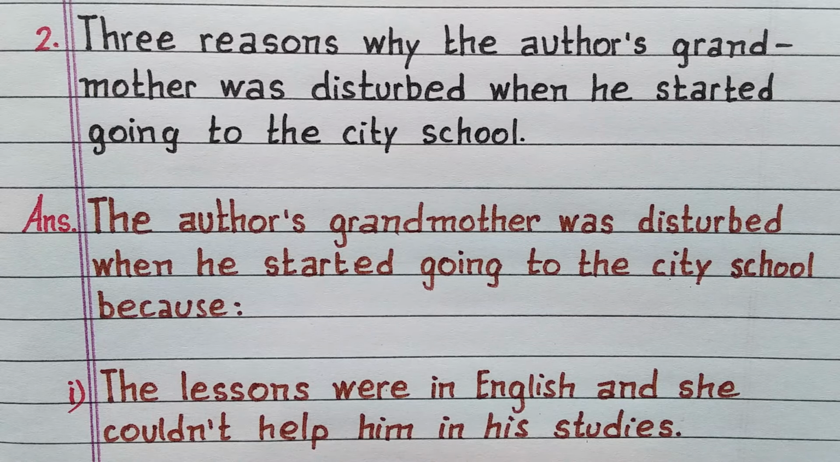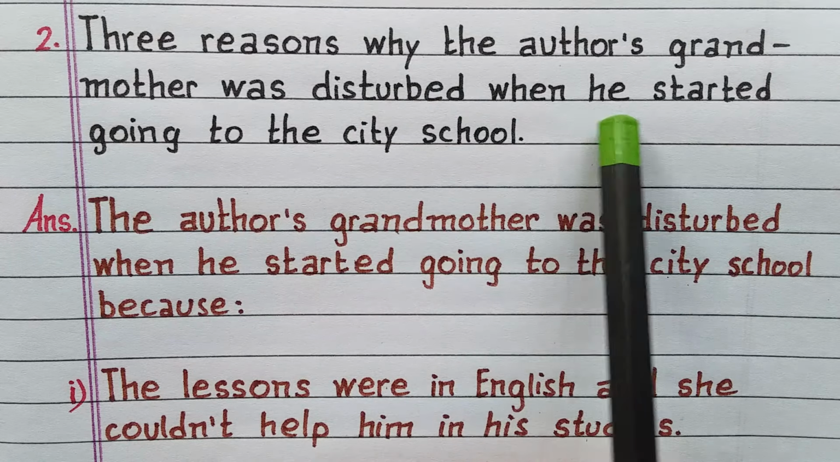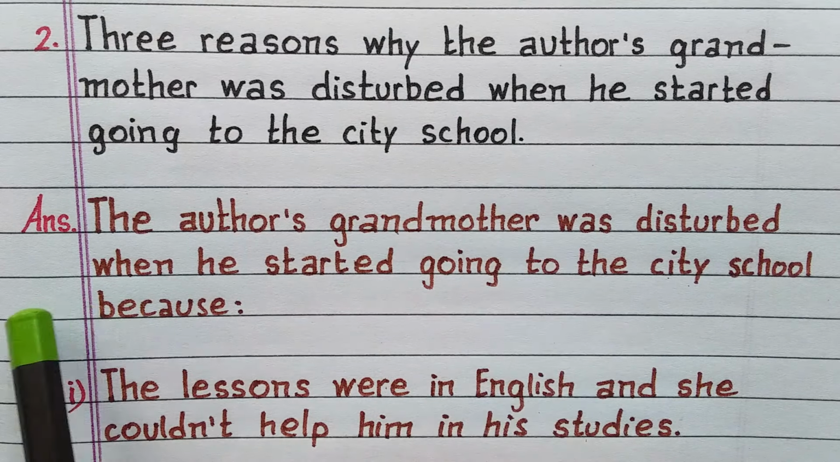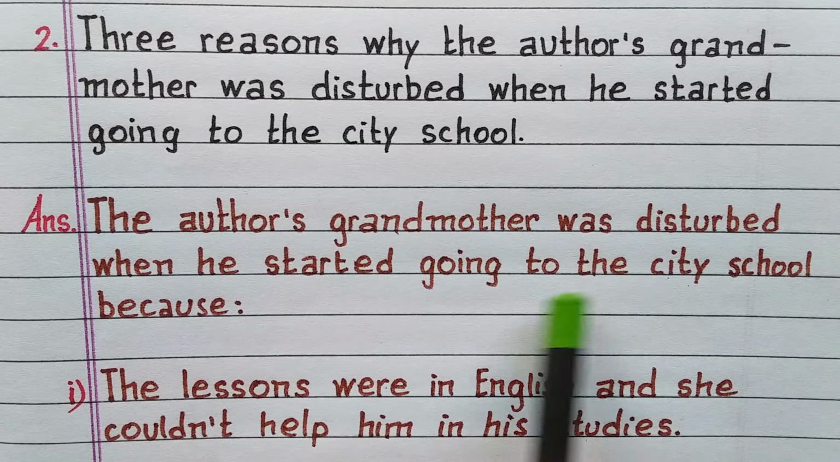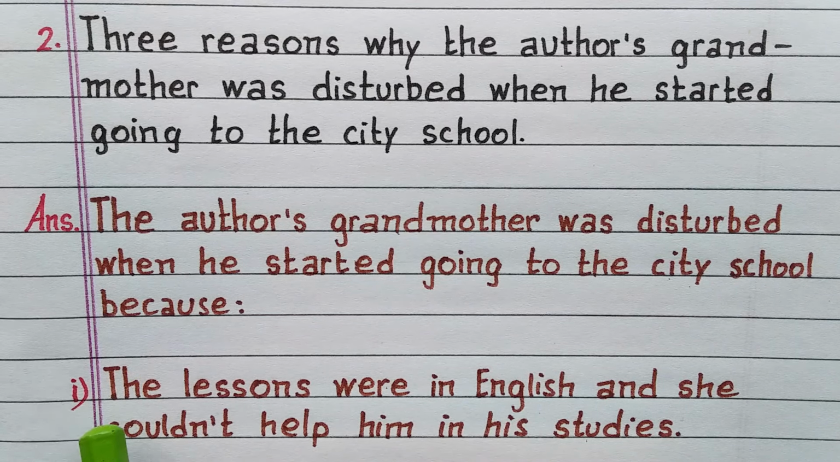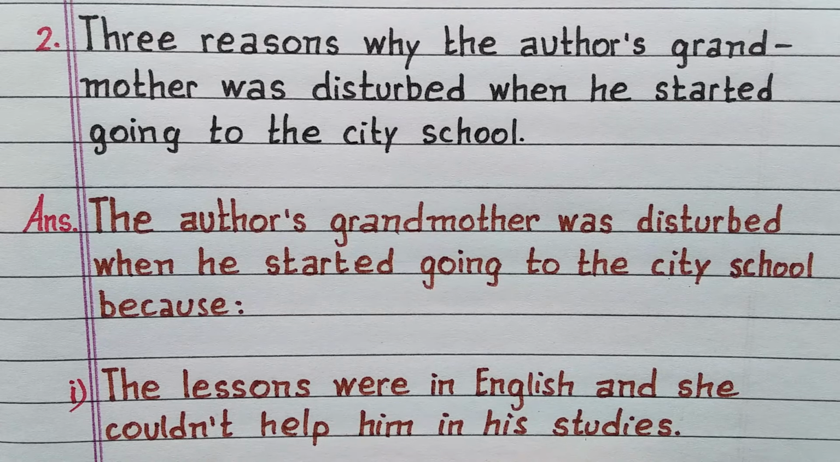Question number two. Mention three reasons why the author's grandmother was disturbed when he started going to the city school. Answer: the author's grandmother was disturbed when he started going to the city school because number one, the lessons were in English and she couldn't help him in his studies.